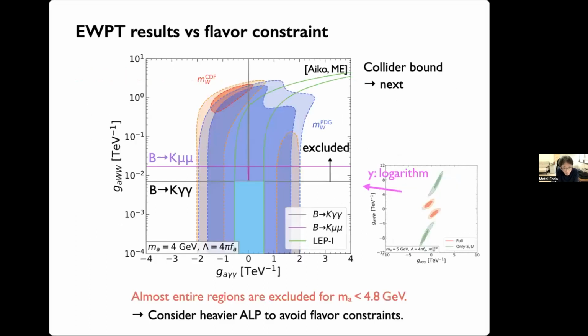In fact, this is a plot for the case of m_A equal to 4 GeV. And this red region and blue region are the results of the electroweak precision observables. Actually, this red region is the same as the previous plot, but in this plot we show the y-axis in logarithmic scale. And the flavor constraint comes from this line and this line. Above these lines, the regions are excluded. So as you can see, almost the entire region is excluded as long as the flavor constraint is applied. I mean that m_A is lighter than about 4.8 GeV. So we have to consider a heavier ALP to avoid the flavor constraint.